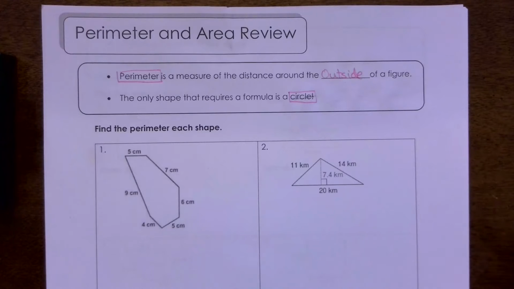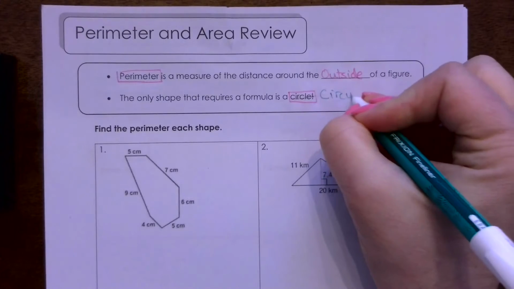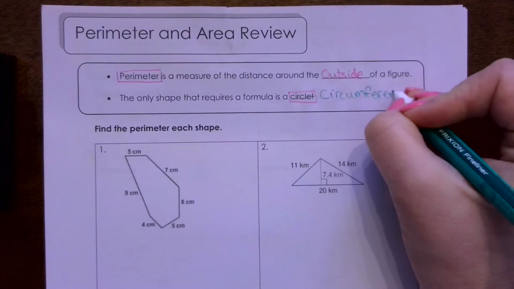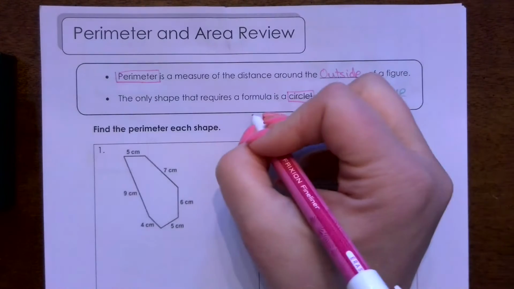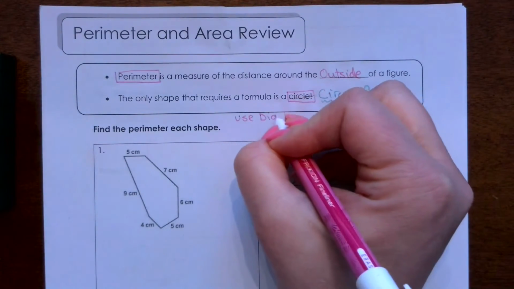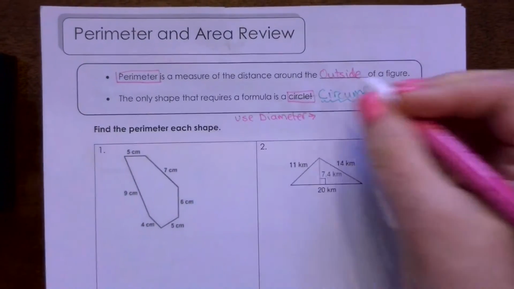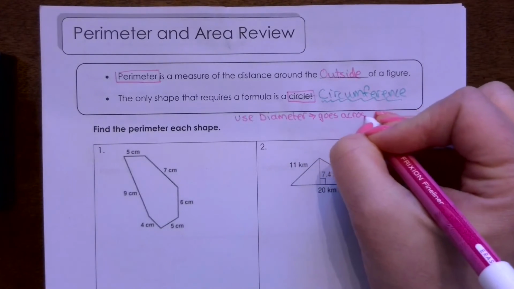And you may remember that the perimeter of a circle has a special name. It is the circumference. Circumference is the perimeter of the outside of a circle. And that does use a formula. In fact, there are two formulas. One formula uses the diameter. And you may remember that the diameter goes across the center of a circle.